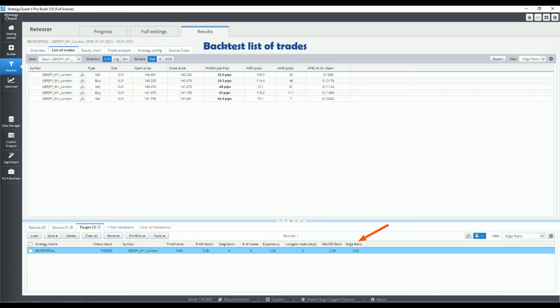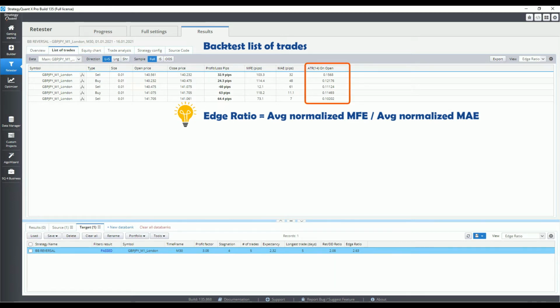StrategyQuant automatically calculates the edge ratio for you, but I'll use this hypothetical 5-trade backtest to demonstrate each step of the calculation. The edge ratio is equal to the MFE to MAE ratio normalized by the prevailing market volatility when the trade is opened. It essentially measures the entry's ability to accrue profits. This normalization is necessary because volatile markets tend to produce higher MFE and MAE values. The prevailing 14-period ATR at the trade open will be used for normalization.